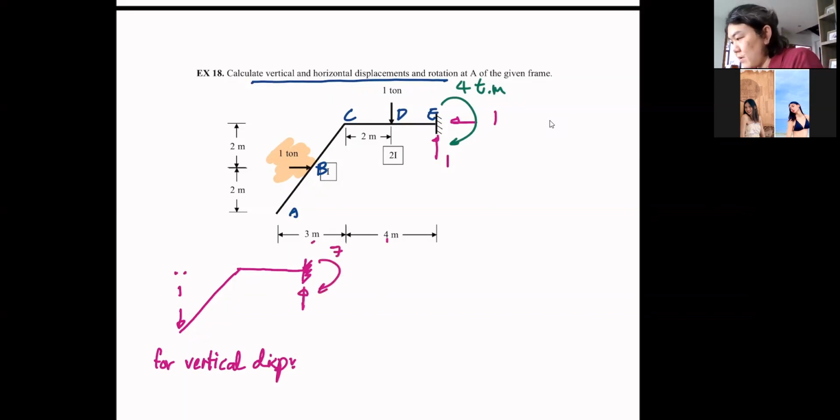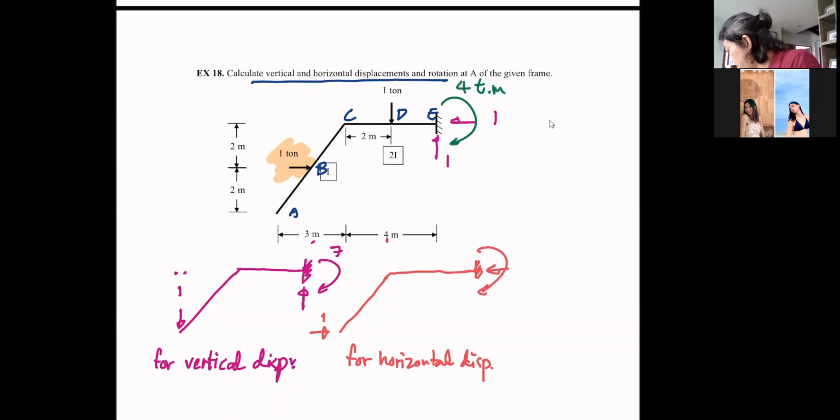Okay. Second, horizontal displacement. So again, it's the same thing, but this time we apply the horizontal force instead. This is for horizontal displacement. Okay, if that's 1, this is 1, and because the forces don't coincide, there's a moment as well. That's 4 because they are 4 meters apart. See, and then the last one.